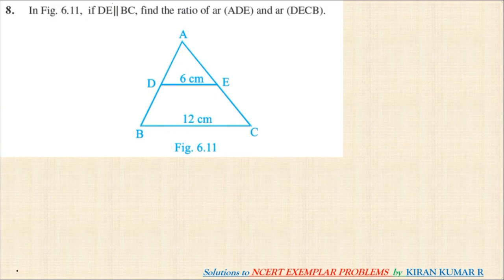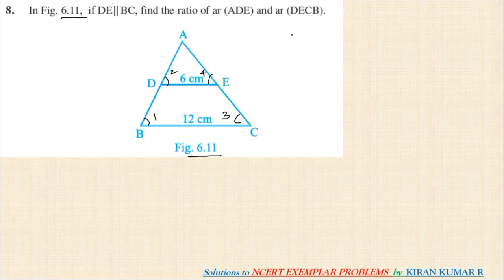Question number 8. In the figure 6.11, DE is parallel to BC. Find the ratio of the triangle's area ADE upon the area of DECB. DECB is a quadrilateral here. We need to find the area of this quadrilateral. What is known to us is that whenever a triangle is divided by a line DE parallel to the side BC, we get alternate angles, corresponding angles equal. These two angles will become equal. In the same way, these two angles will become equal.